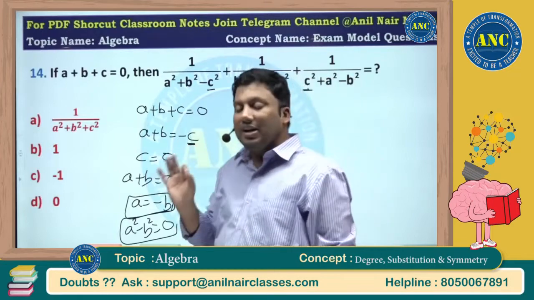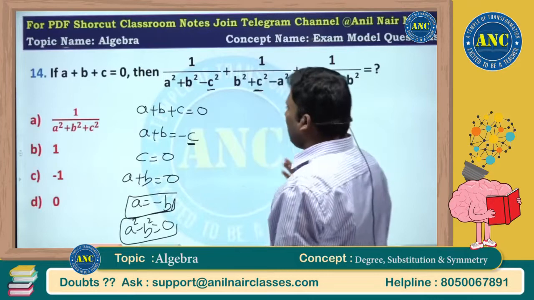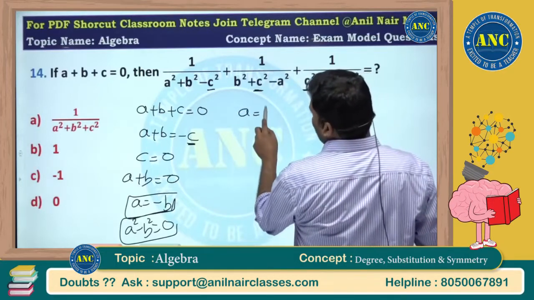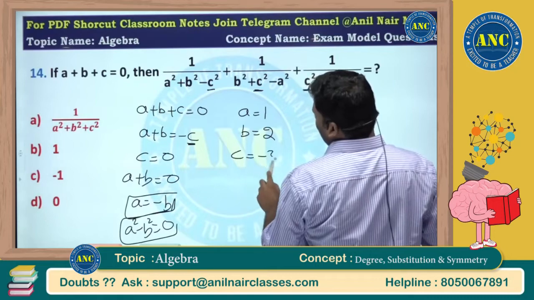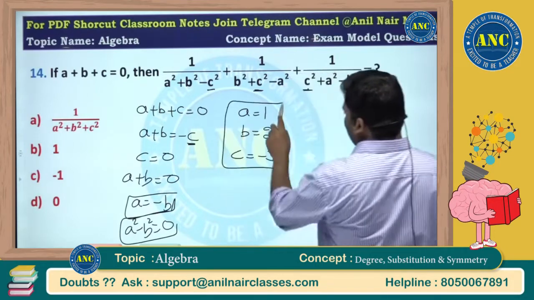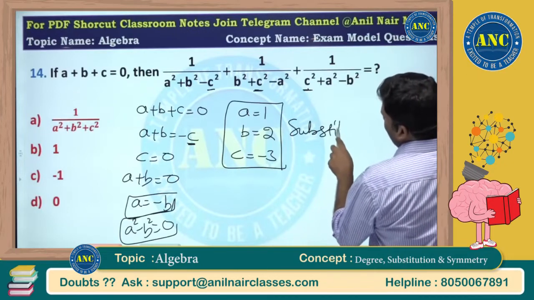If the denominator is equivalent to 0, I cannot use the dependent variable concept. So a equivalent to 1, b equivalent to 2, c equivalent to minus 3. I will use the substitution method other than making a dependent variable.